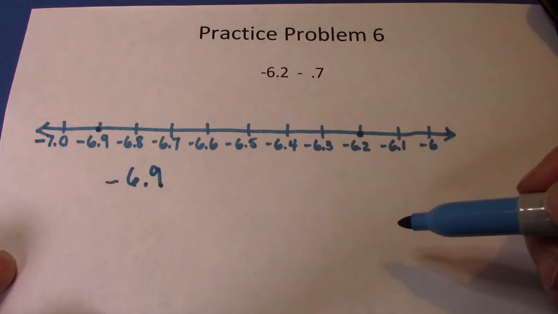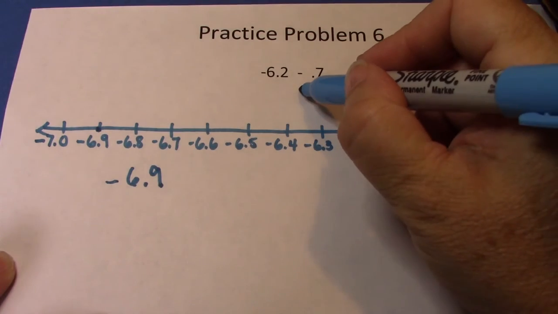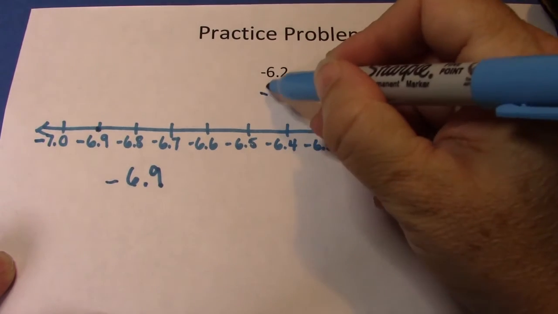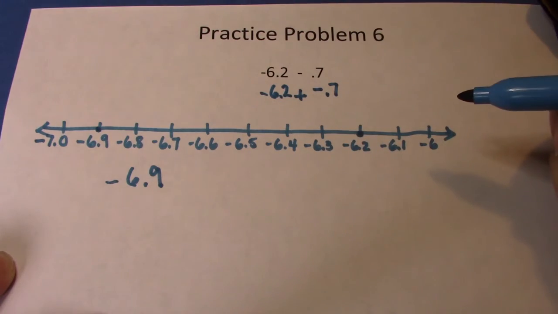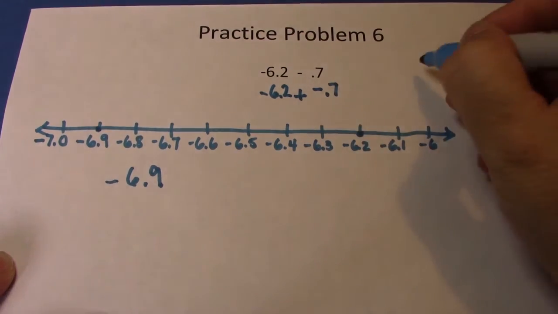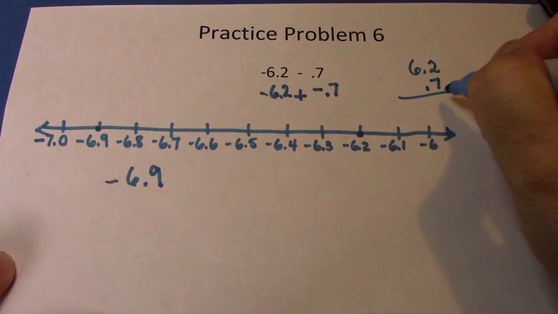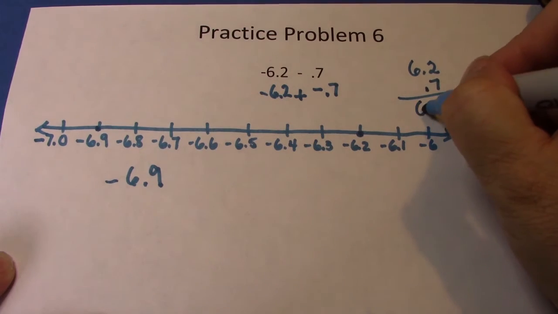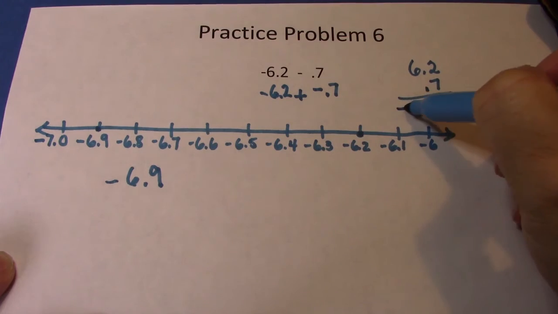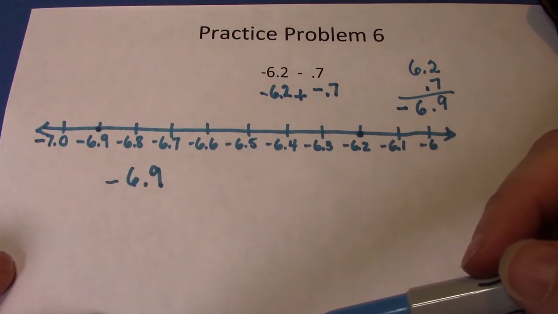Okay? We can do the same thing with the rules. So it's a subtraction. We're going to change it to addition and change the sign of the second number. So now we have addition with the signs the same. So we're going to add 6.2 and 0.7, 6.9 or 6 and 9/10, and we keep the sign there, negative. So again, same answer, negative 6.9.